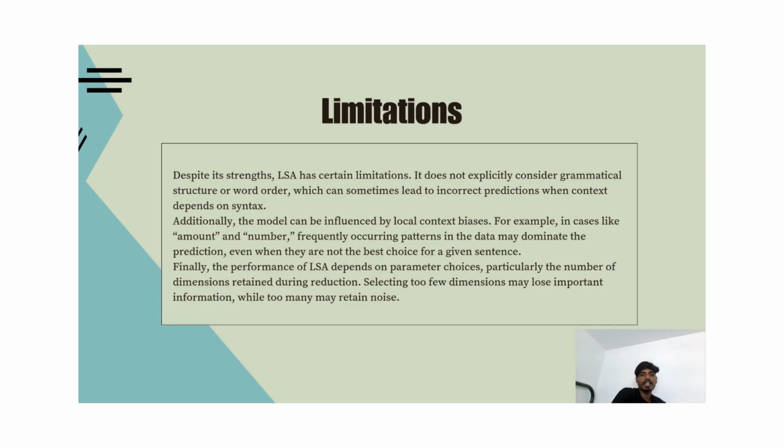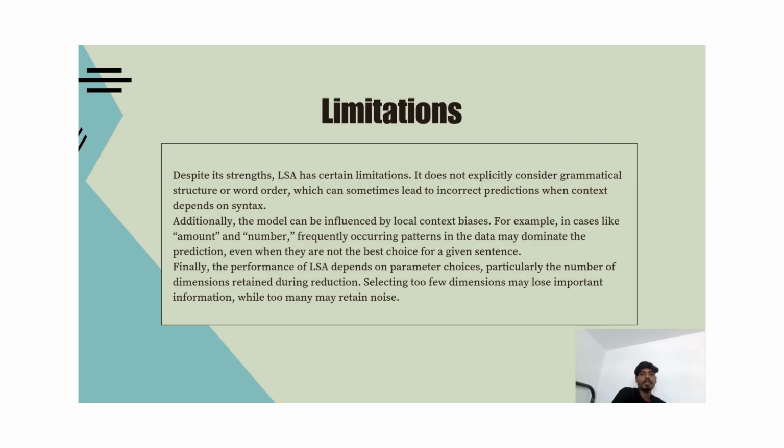As a result, in cases where grammatical structure plays a key role, the predictions made by LSA may not always be accurate. Another limitation is that LSA can be influenced by patterns in the training data since it relies on statistical relationships. Frequently occurring words or patterns may dominate the representation. This can lead to biased predictions, especially in confusion sets where one word appears much more often than another. For example, in cases like amount and number, the model may favor the most frequent word even when it is not the correct choice in a specific context.